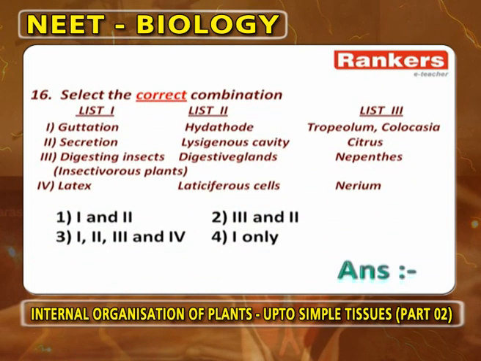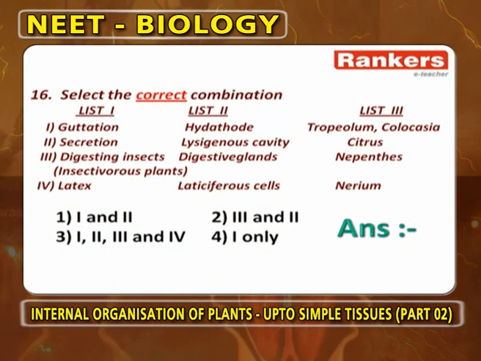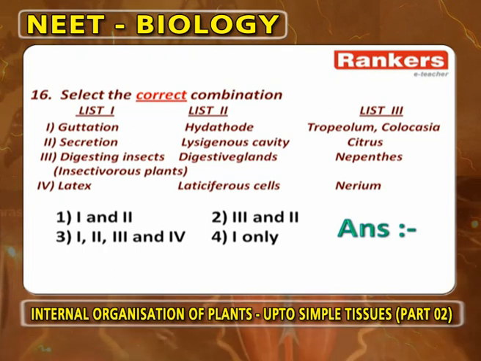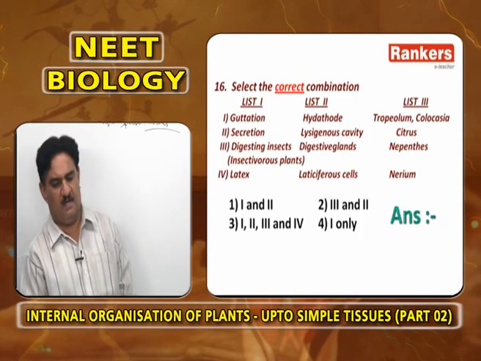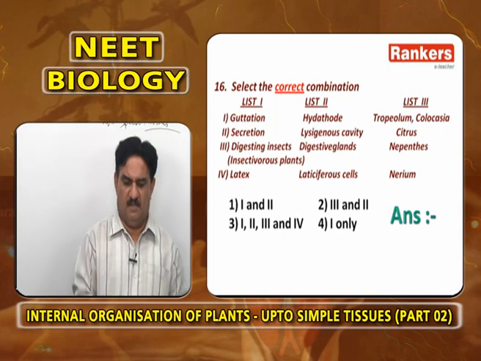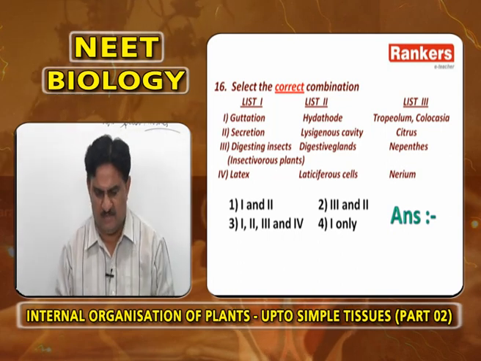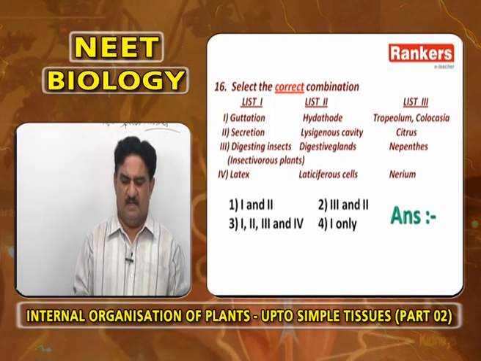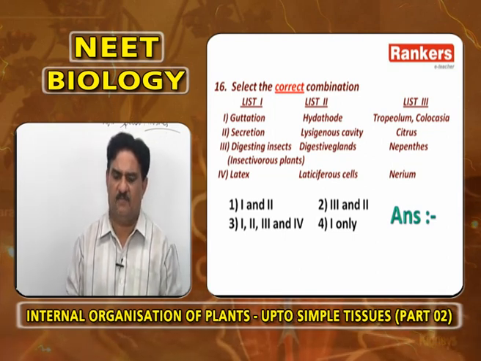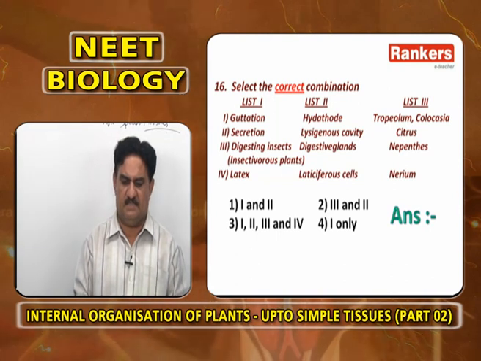Now, another one. Guttation, hydathode, Tropaeolum, Colocasia. Secretion, lysigenous cavity, citrus. Digesting insect, insectivorous plants, digestive glands, Nepenthes. Latex, laticiferous cells, Nerium. All are correct. Answer for this is 3. Guttation occurs through hydathodes and the examples are Tropaeolum and Colocasia, correct. Secretion is the activity of lysigenous cavity, citrus is correct.